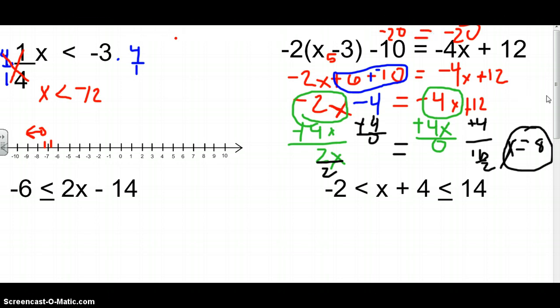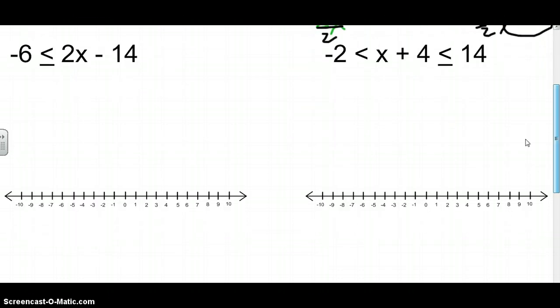All right, let's move down to this problem here on the left. Write it down, pause it, and solve it. Okay, so hopefully you looked at this, and this says this is greater than or equal to negative x.